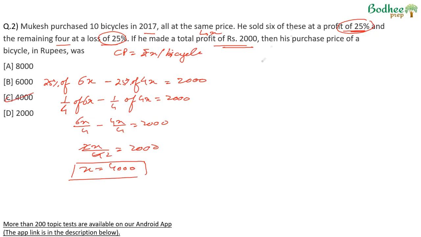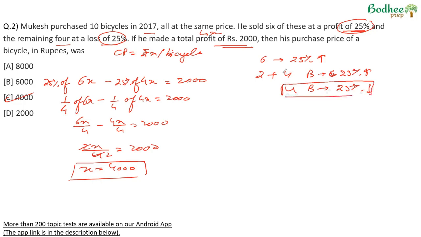Either this can be done, or what we can also do is we can say, see, 6 bikes were sold at a profit of 25% each. This is nothing but 2 and 4. 2 and 4 bikes were sold at a profit of 25% each. And we know 4 bikes were sold at a loss of 25% each. The loss on these 4 bikes will be equal to the profit on these 4 bikes. So that cancels out. And therefore, the remaining profit is only because of these 2 bikes.